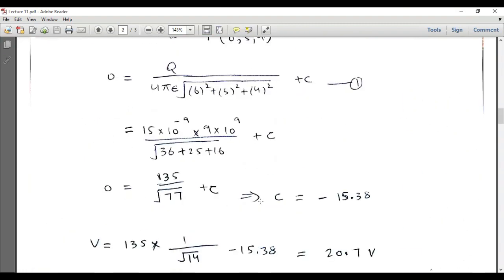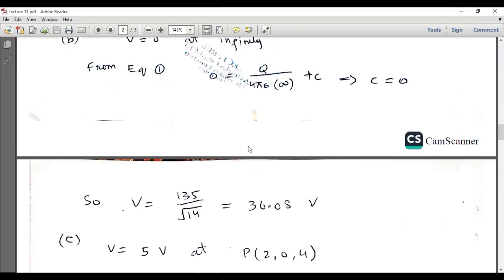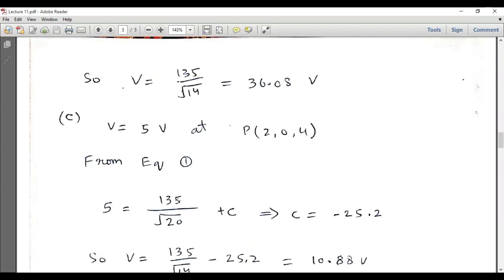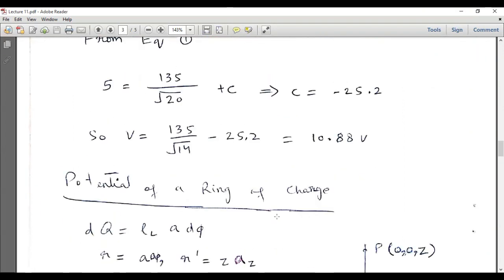So from equation 1 again, we will use 5 volts over here and we will use the coordinates of that point over here. So 5 is equal to the square root of 135 over 20 plus C, so C is equal to minus 25.2 volts, and V will be equal to the square root of 135 by 14 minus 25.2, so it is 10.88 volts.